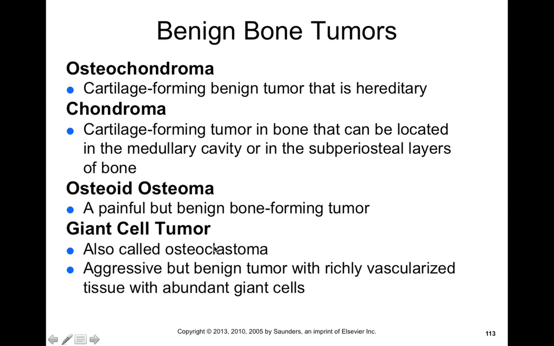And a giant cell tumor is also called an osteoclastoma because it's basically a tumor of the osteoclasts. It's aggressive but benign. It's also richly vascularized with abundant giant cells. So you're going to see these sort of cysts that form where there's localized degradation of bony tissue.